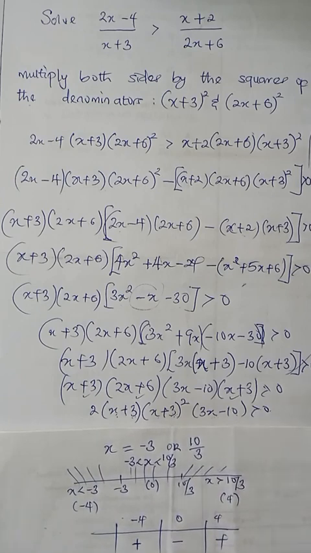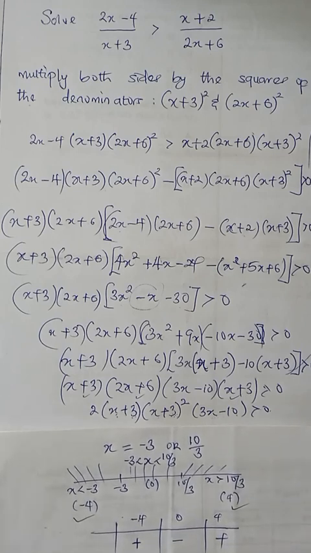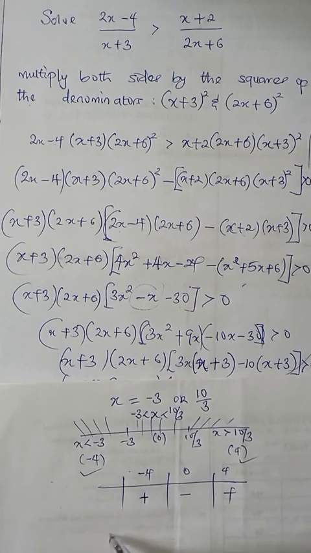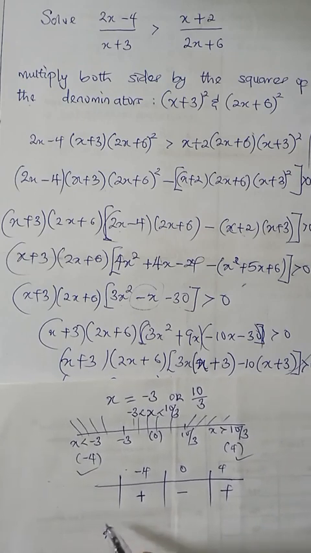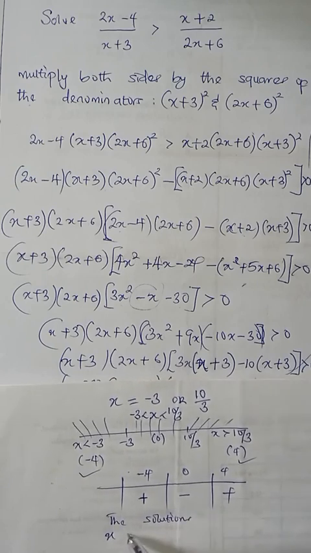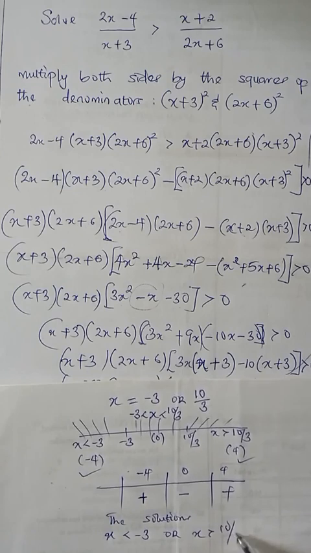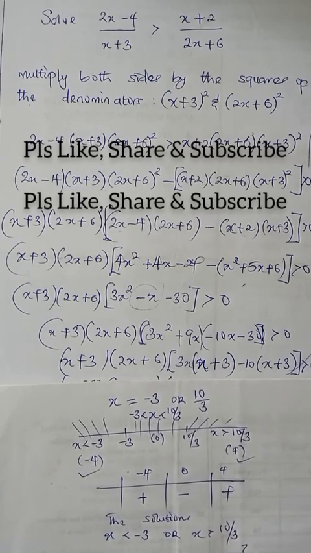So our answer is either between this range or this range. So I'm going to say the solutions are x is less than minus 3 or x is greater than 10 over 3. This is my final answer.